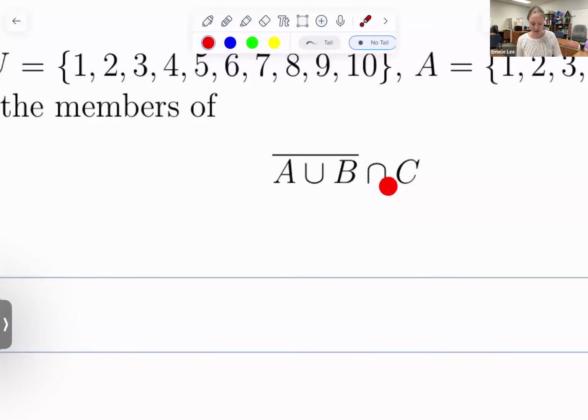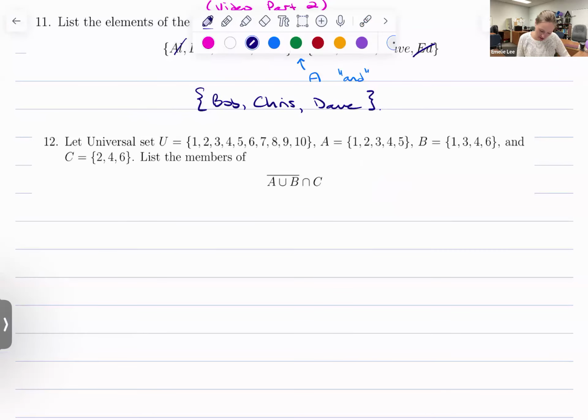Then "and" C. What we're going to do is first find A or B. A or B, it's good practice, is all the elements in A or B, or both. I'm going to start with the elements of A because that's 1, 2, 3, 4, 5. So I know those have to be in here. Then I'm going to tack on the elements of B that I have not listed yet. I have 1, I have 3, I have 4, I don't have 6. So I'm going to add that on and close my set.